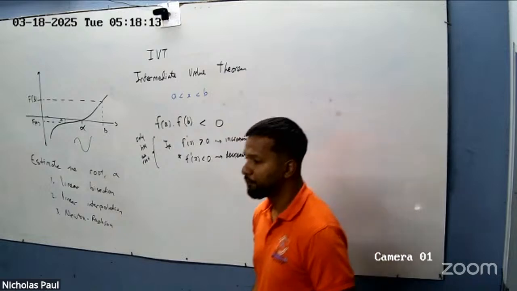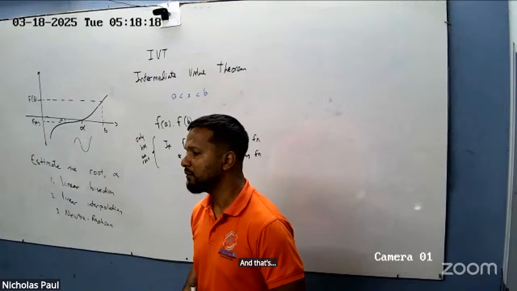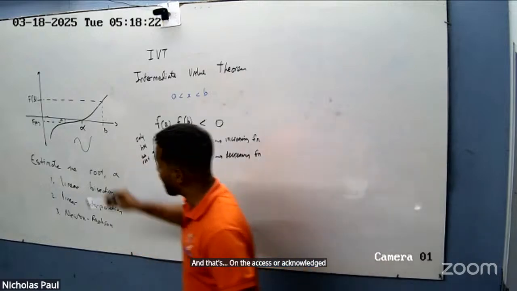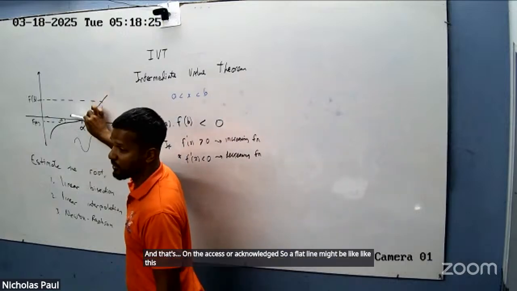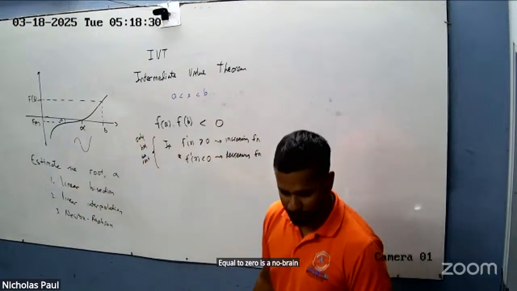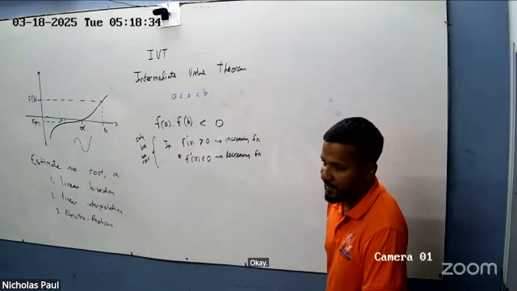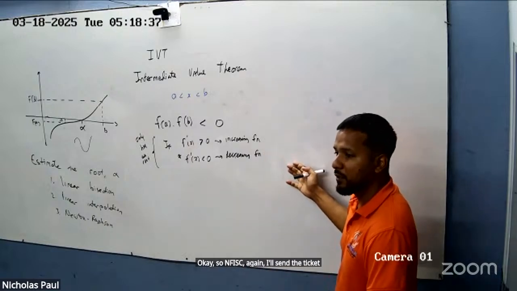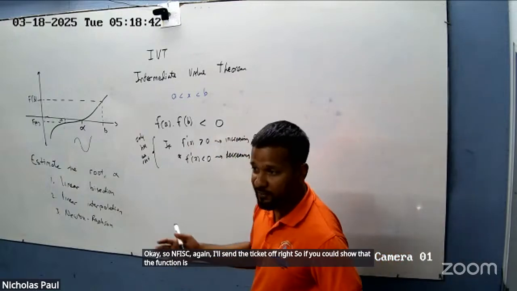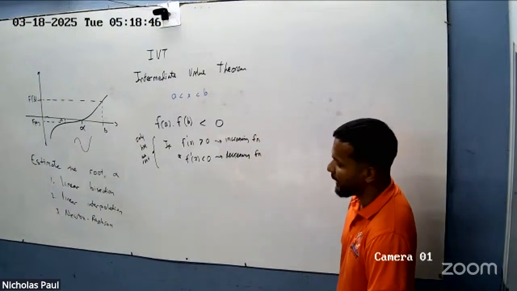Why is it not equal to 0? Because there would be a flat line, which might not cross the axis. A flat line might be like this, where it never crosses the axis. Equal to 0 is no gradient. So if ever you see it, as I said, if you could show that the function is more than 0 by just differentiating it, you could show that it only has one root.